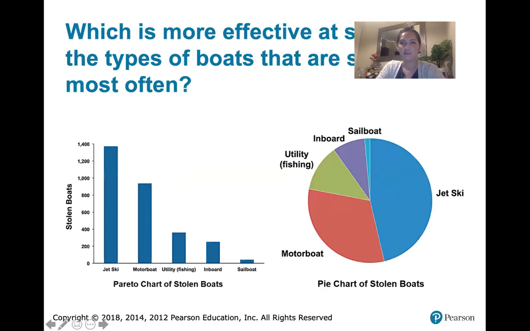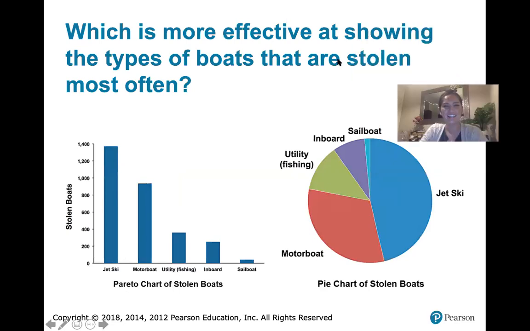Now, let's look at both of these. It says, which is more effective at showing the types of boats that are stolen most often? Does the pie chart show it to you more easily, or the Pareto chart? Because of the way this pie chart is labeled, it could be a tie. Half the class might say that the pie chart is great, and the other half might say the Pareto chart is great. Who knows what the exact proportions would be if I interviewed you in a live or face-to-face class.